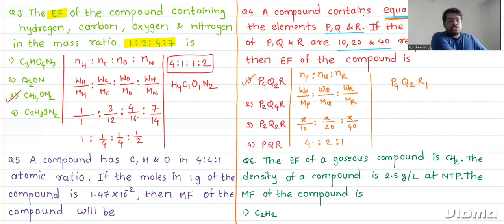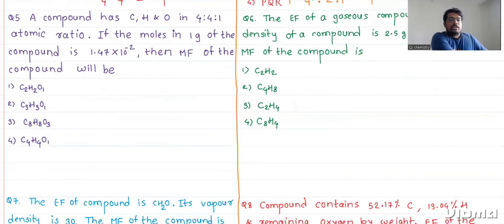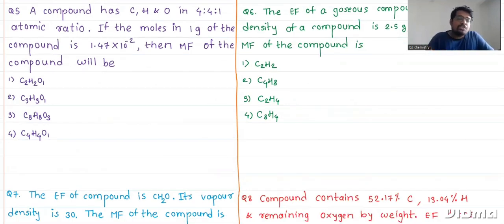Okay, so now the next question is question number 5. In question number 5, the compound has carbon, hydrogen, oxygen in a 4 is to 4 is to 1 atomic ratio, right? If the moles in 1 gram of compound is 1.47 into 10 to the power minus 2, then the molecular formula of the compound will be, right?